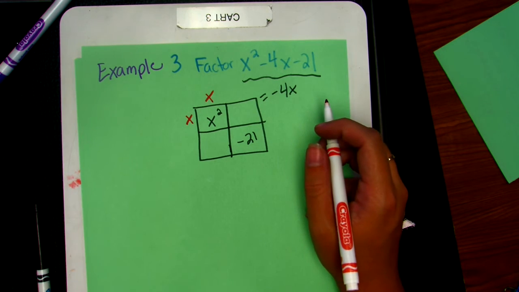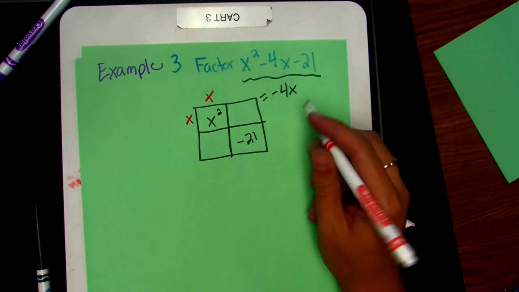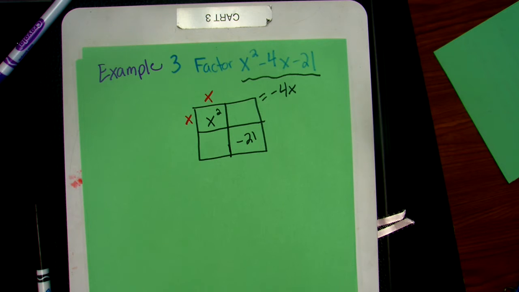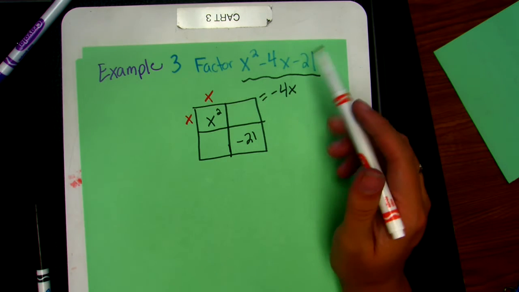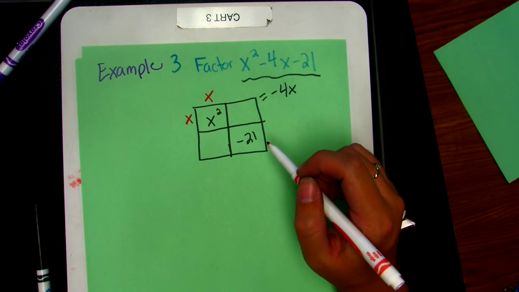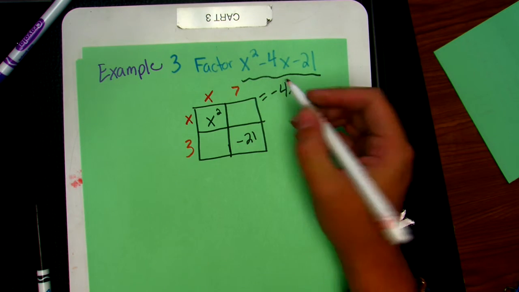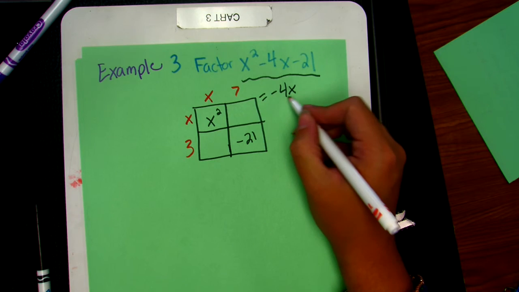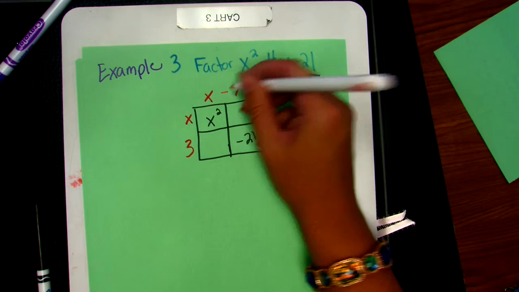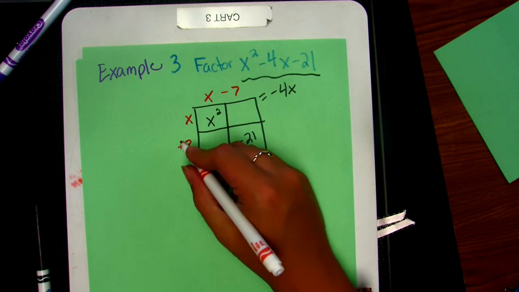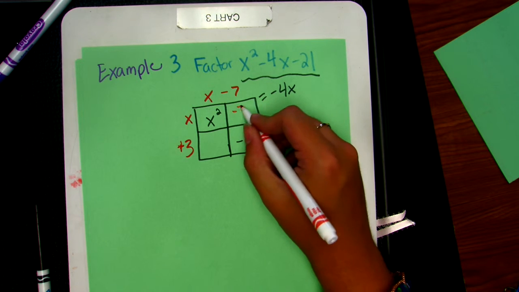So if we think, well, probably 7 and 3, some combination of 7 and 3 will get us negative 4. And one of them has to be negative because they multiply to negative 21. So either the 7 is negative or the 3 is negative. Since we want to add them together to get negative 4x, I'm going to let the 7 be negative, because negative 7 times x is negative 7x.